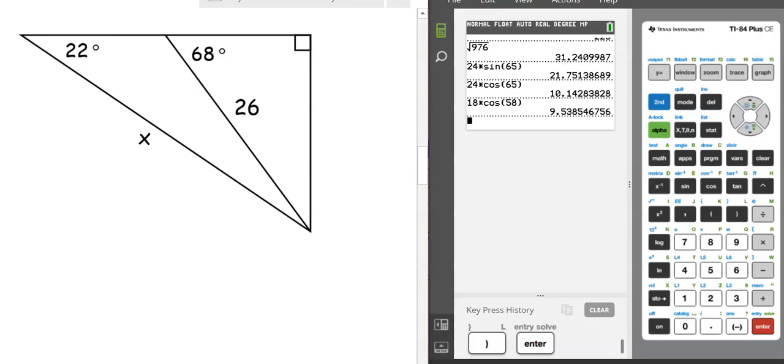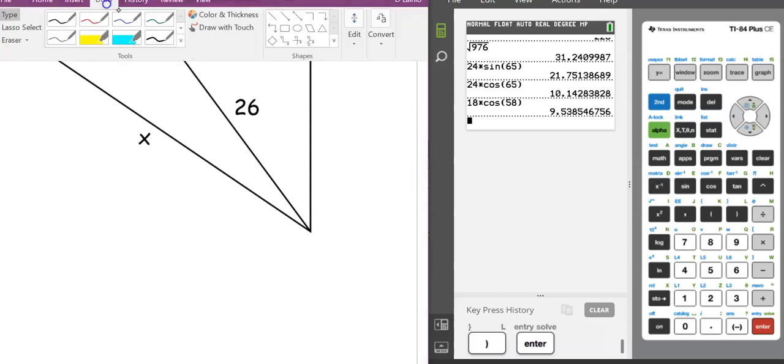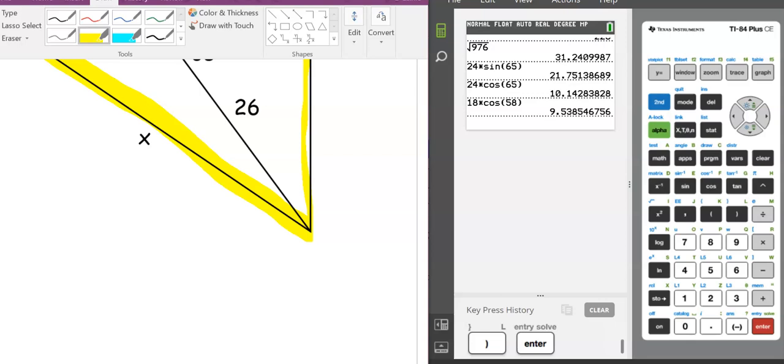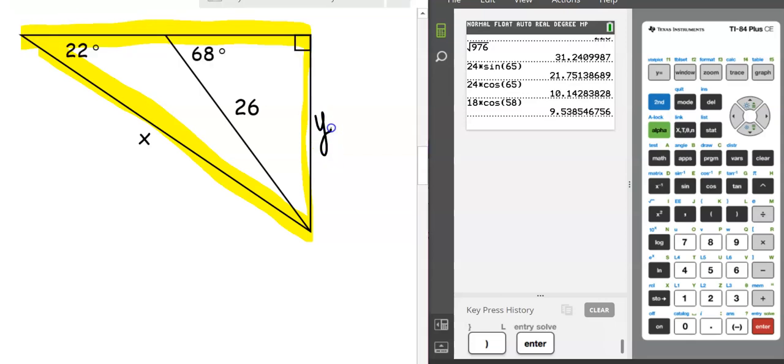This is a triangle that we have multiples in. So we do have 2 right triangles. So I'm going to show you. We're going to look at this one to get x. And then we're going to look at another one. I'm going to add y here. Okay, so we're going to find y with that one.